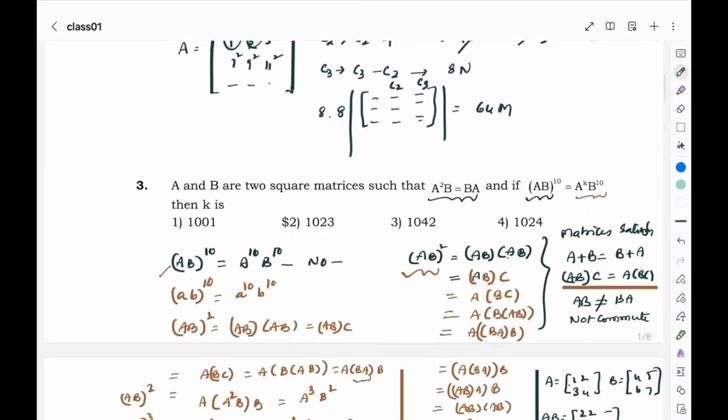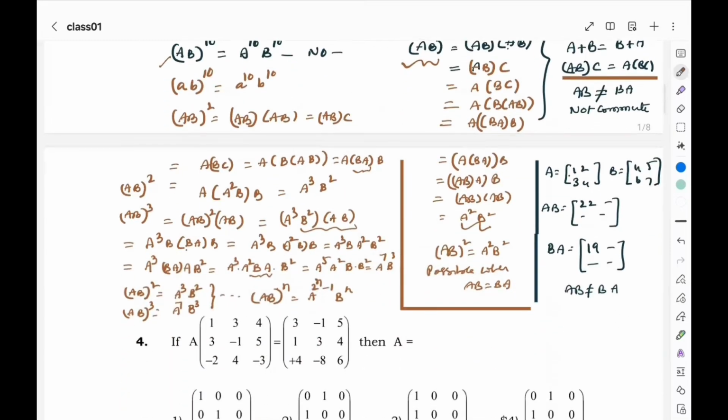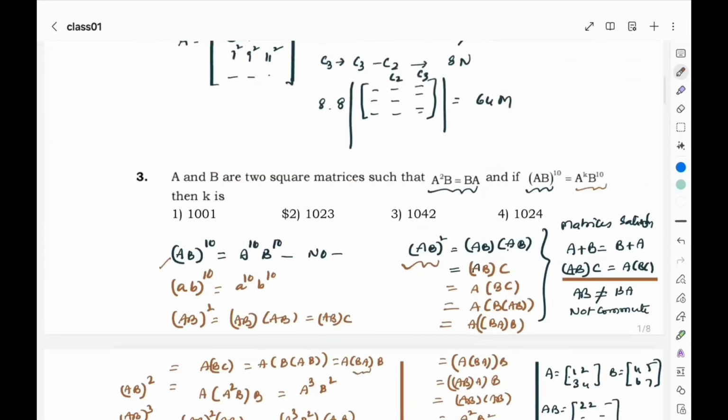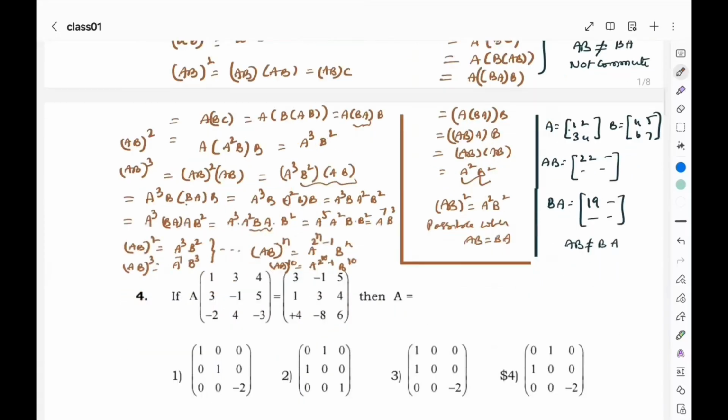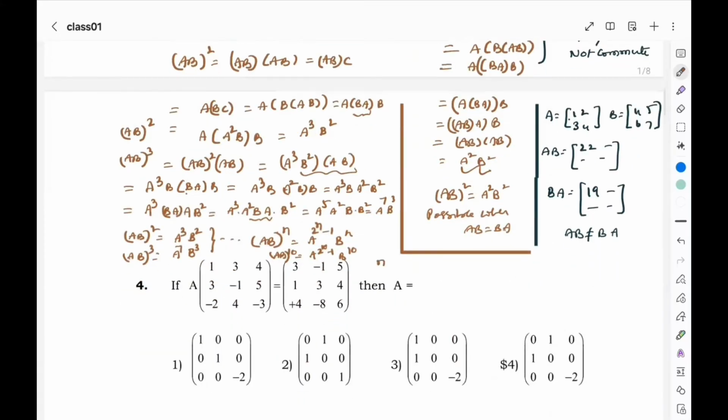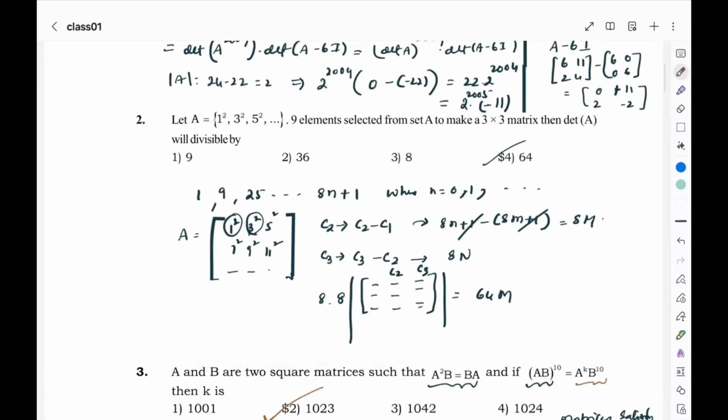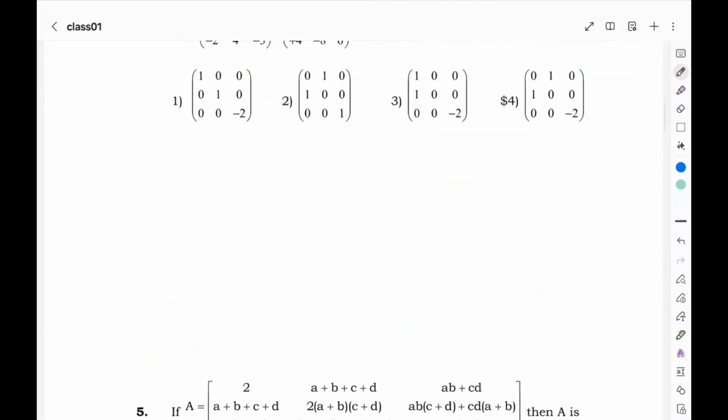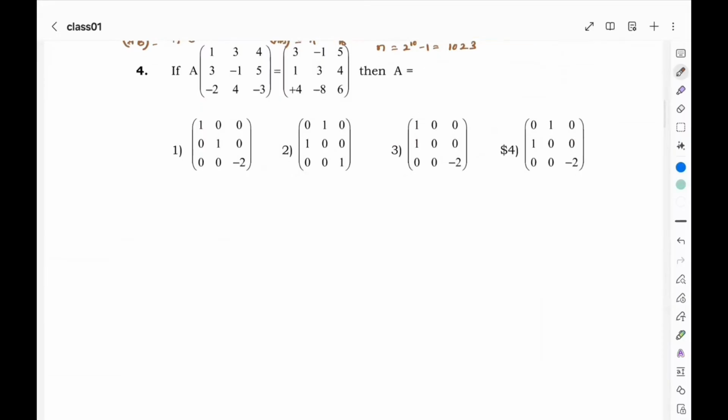Now he is asking us AB power 10. So here it is A power 2 power 10 minus 1 into B power 10. So the answer is 2 power 10 minus 1, that is 1023. So this first problem is based on property. The second problem is based on property. Now look at the third problem.